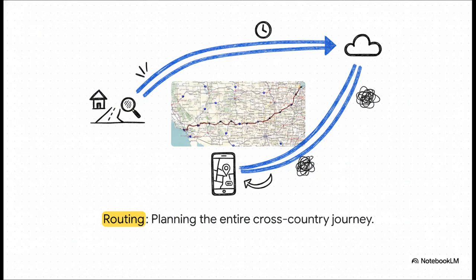Think about routing like this. It's exactly like pulling up Google Maps or Waze right before you leave your driveway for a road trip. You type in your destination, and the algorithm calculates the absolute best, most efficient path across the entire country. It's factoring in distance, speed limits, traffic. Basically, it determines the complete route your data packets will take before the journey even begins.